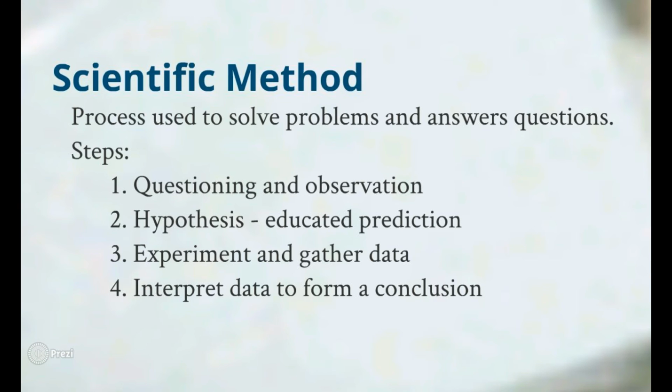Number two, you got to have a hypothesis. That's always the second step. Always the second, never the first. It's where you have an educated guess. It's where you got to actually make a prediction.